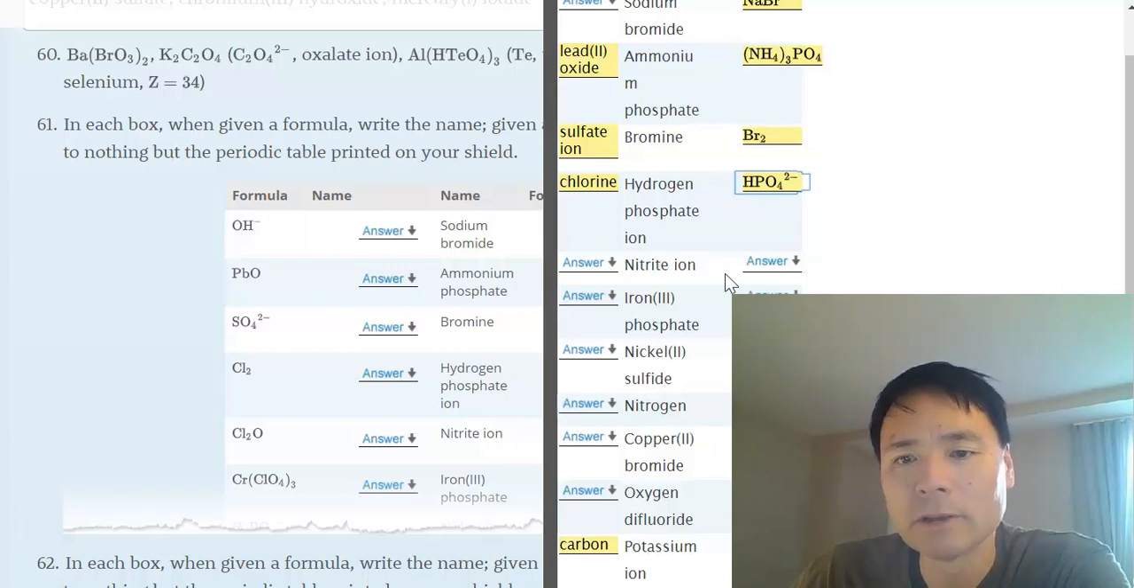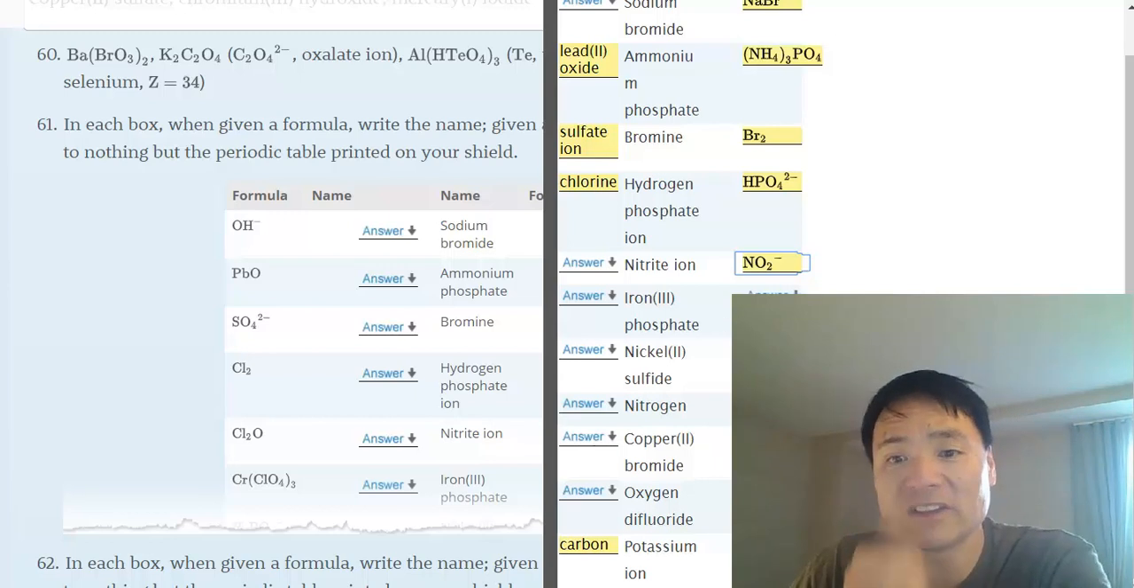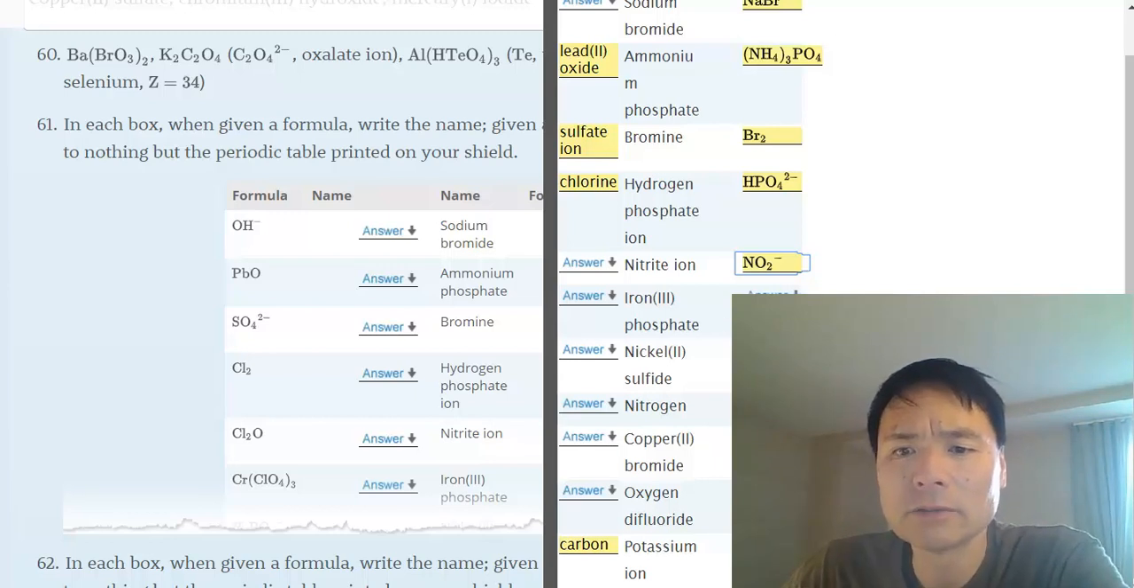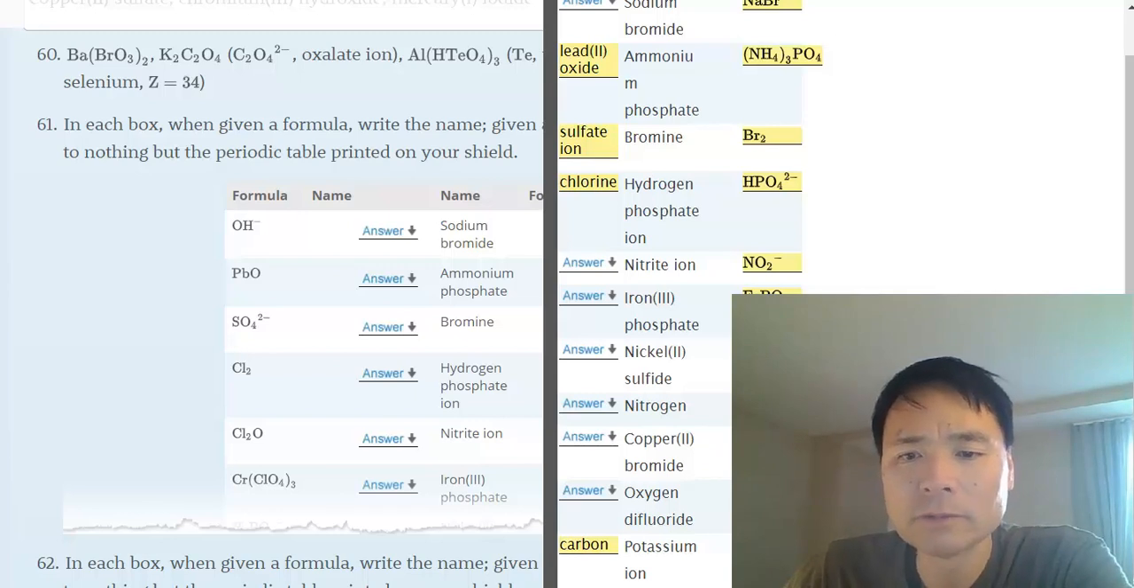Nitrate's NO3, nitrite, NO2, charge minus 1. Iron 3 phosphate. Okay, iron 3 is 3 plus, phosphate's 3 minus, FePO4. Nickel is 2, sulfide's 2 minus, so NiS. Nitrogen elemental N2. Copper 2 bromide, 2 plus, bromide's minus, 2 bromides, CuBr2. Oxygen difluoride, binary molecular compound, OF2.